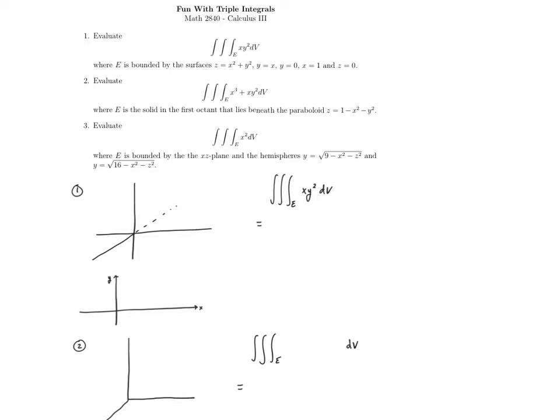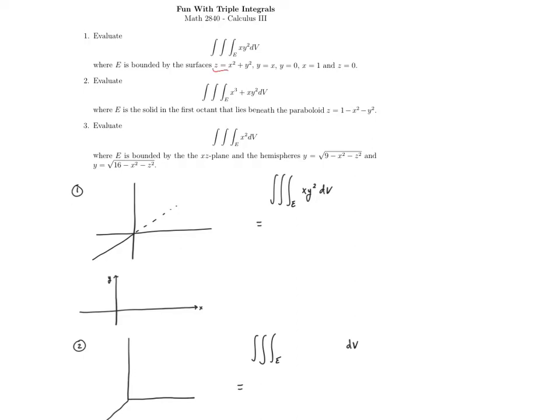So in the first problem, we're asked to evaluate a triple integral over some solid E. The solid E is bounded by the surfaces z equals x squared plus y squared, y equals x, y equals 0, x equals 1, and z equals 0. Whew, that's a lot of surfaces. But let's go ahead and just classify these really quick.